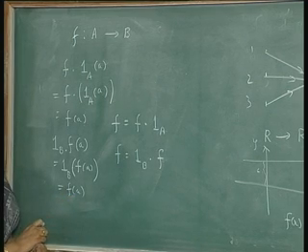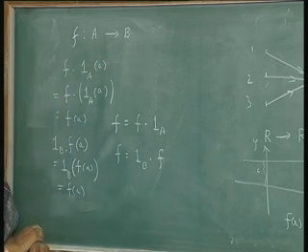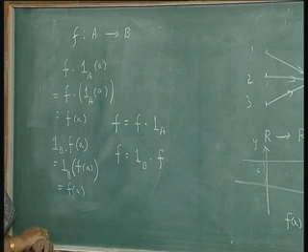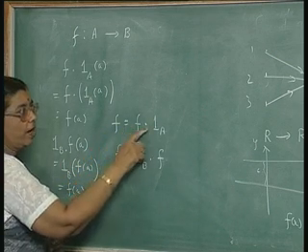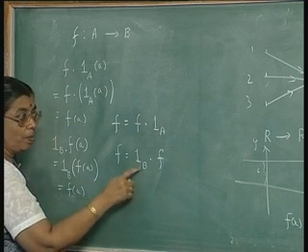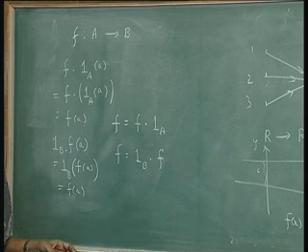Please note this difference. f is from A to B, 1A is the identity function on A, 1B is the identity function on B. Then f is equal to f composed with 1A and f is equal to 1B composed with f. You should not write it the other way around, it may not have proper meaning.